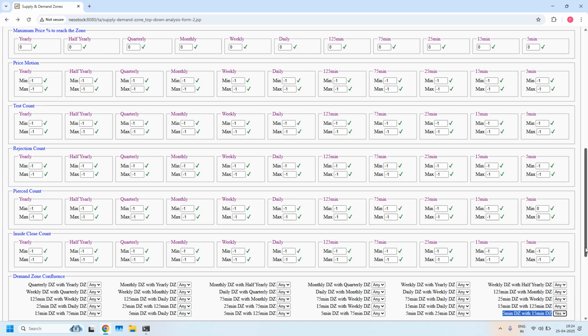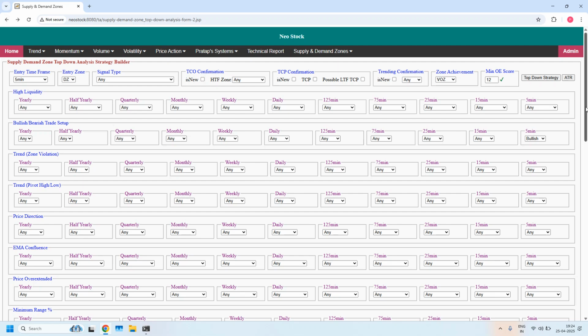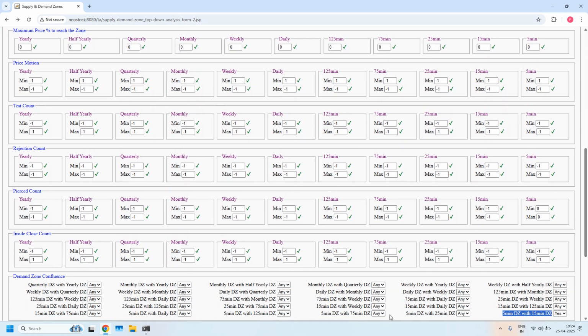Setting this filter. Yes, this is having zone confluence at 5 minutes and 15 minutes. Let us check whether this also has a 75 minute demand zone confluence. So in the demand zone confluence, we will add 2 more filters: 5 minutes with 75 minutes zone confluence, and 15 minutes with 75 minutes demand zone confluence.